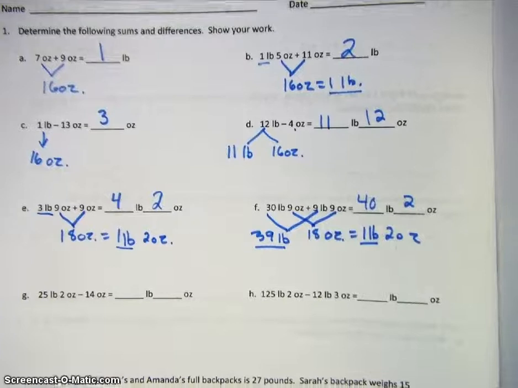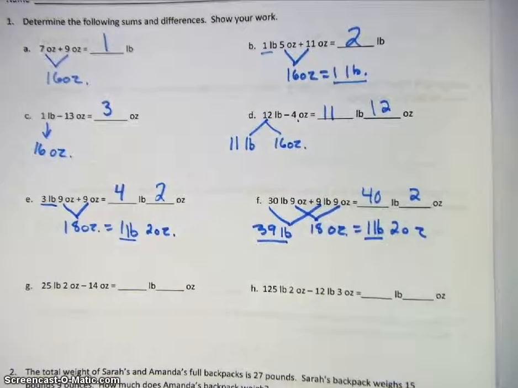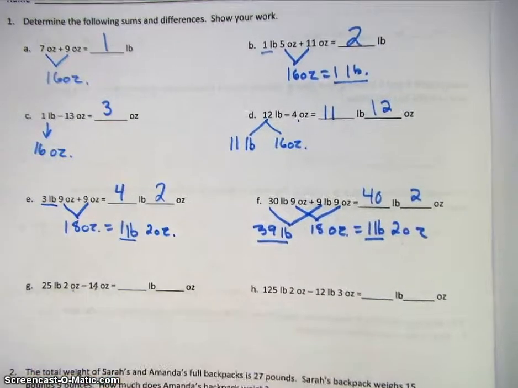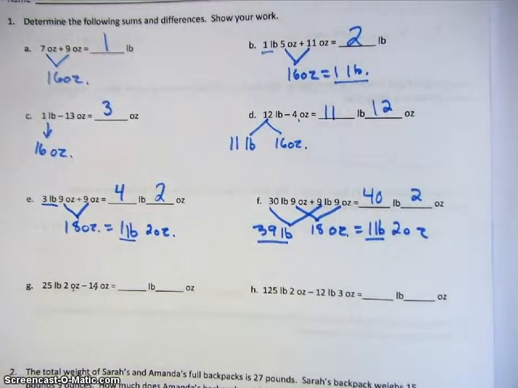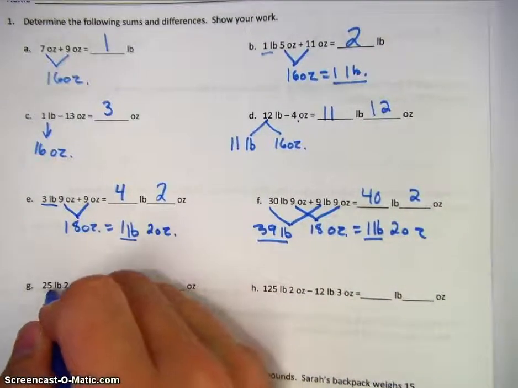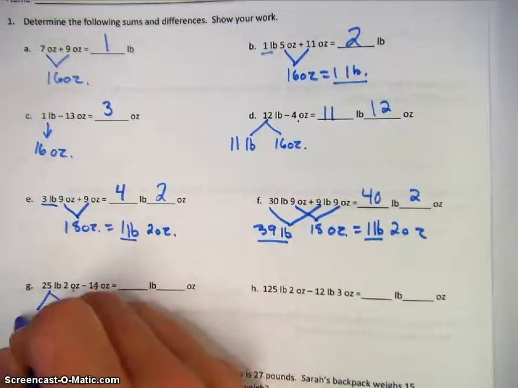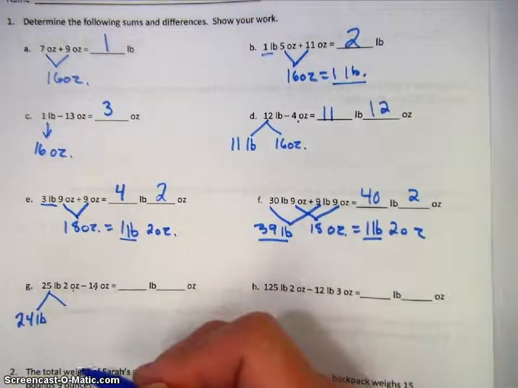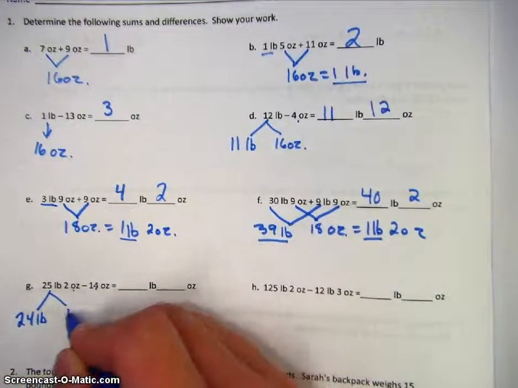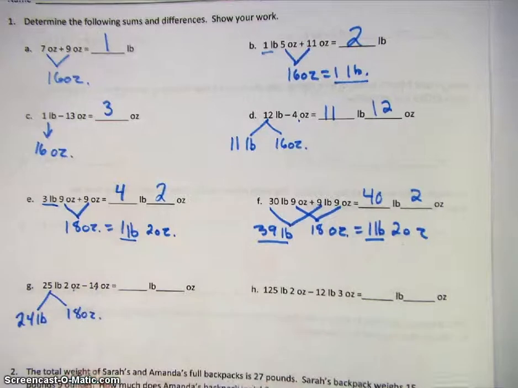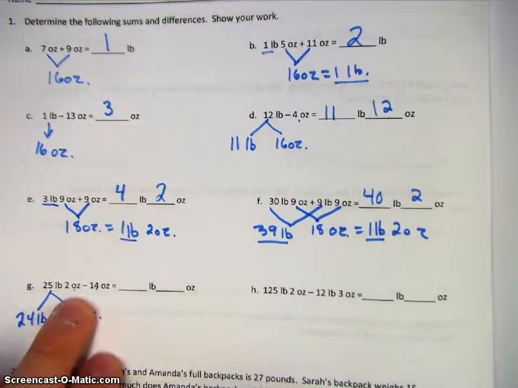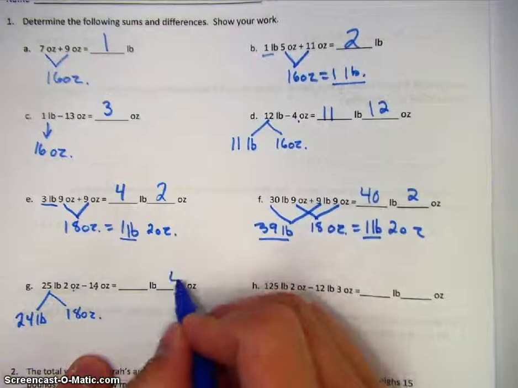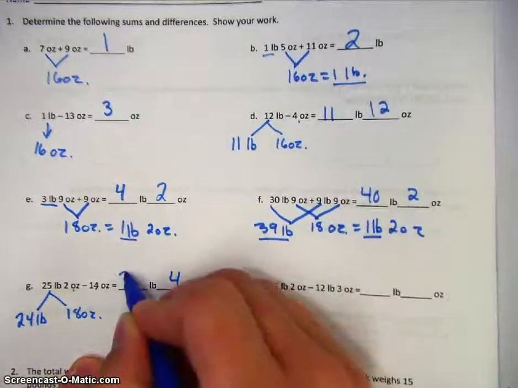Okay, moving on to the last two, we have some more subtraction. So 2 ounces minus 14 ounces, so we need to rename a pound. So now we're going to have 24 pounds, and we're going to turn 1 pound into 16 ounces to give us 18 ounces. 16 plus the 2 that we started with. So now 18 minus 14 will give us 4 ounces. We have 24 pounds.